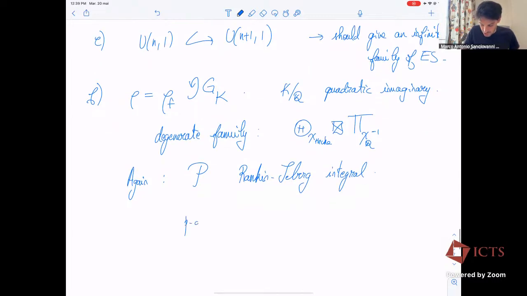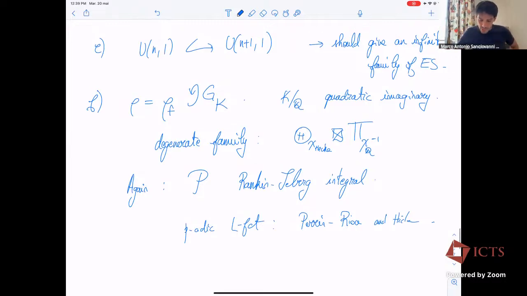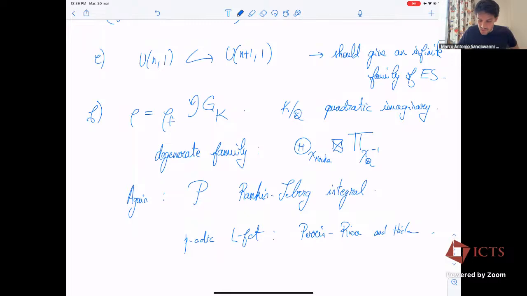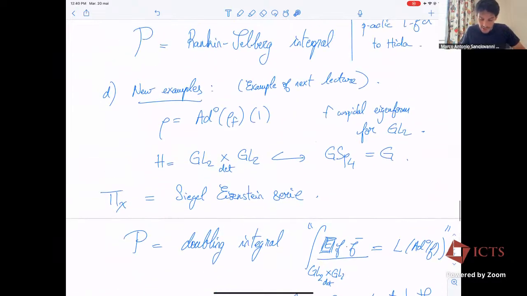And the p-adic L-function was constructed by Loeffler and Hida. Okay, so then to go back, these will be the examples I will treat in detail. So this example here, for the construction of the arithmetic version of these automorphic representations in this Siegel case.